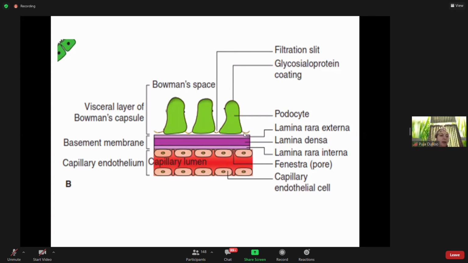There is one capillary which is non-fenestrated. That means it does not allow much passage except oxygen and carbon dioxide. Now there is a fenestrated capillary which will allow the passage of specific molecules of specific size, like what you see here in the glomerular capillary. It's a fenestrated capillary. Fenestrated means the capillary which is having pores.